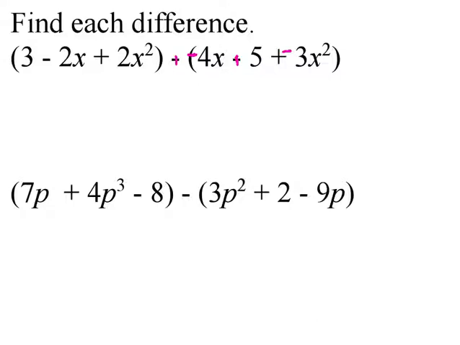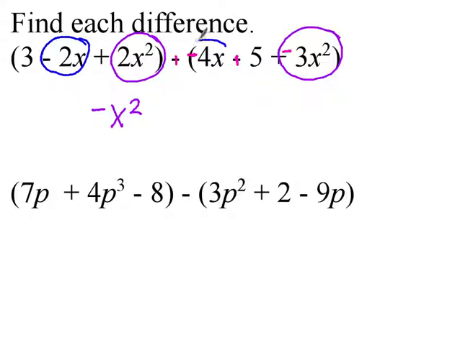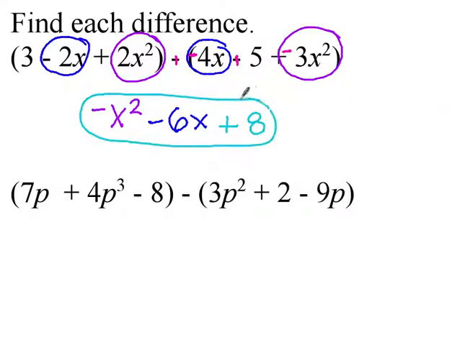What's going to be my first term? Negative x squared. Yep, because it comes from the 2x squared and the negative 3x squared. What's going to come next? Negative 2x, which is negative 6x. What's going to come from my next one? 8, because 3 and 5. Good. I want you to try this one for me. Remember what I said. Add the opposite, so you're going to change each of the signs.